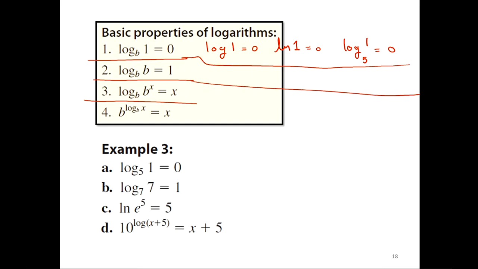The second, logarithm b to base b equals 1. So for example, logarithm 10 to base 10, we have 1, because the base equals the argument. When the argument and base are equal, the logarithm equals 1. ln e also equals 1, because this is logarithm e to base e. Logarithm 5 to base 5 also equals 1. So if the argument equals the base, the value of the logarithm equals 1 directly.